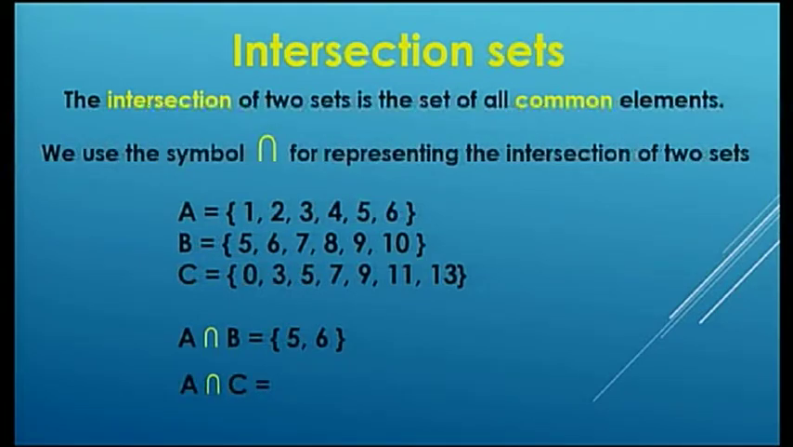What about A intersection C? Look at these two sets, set A and set C. Find out the common elements. The common elements are 3 and 5.